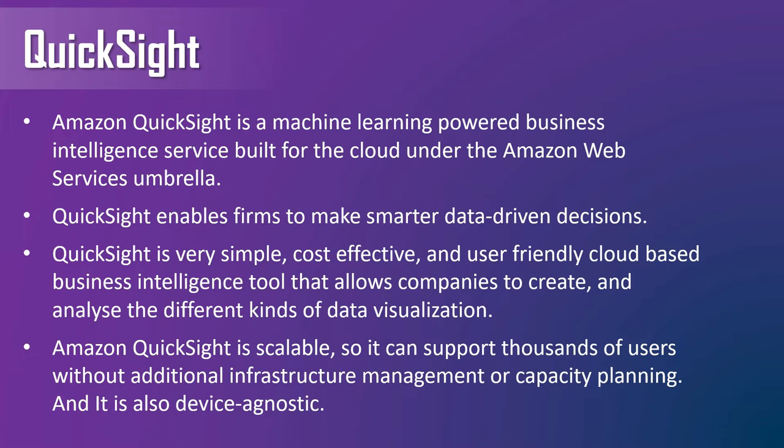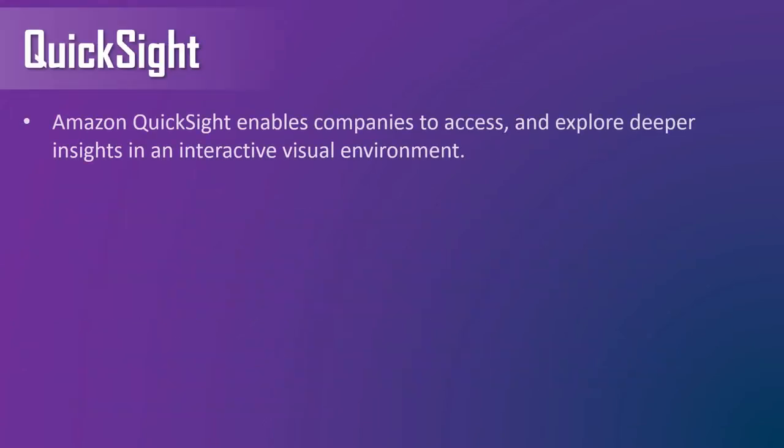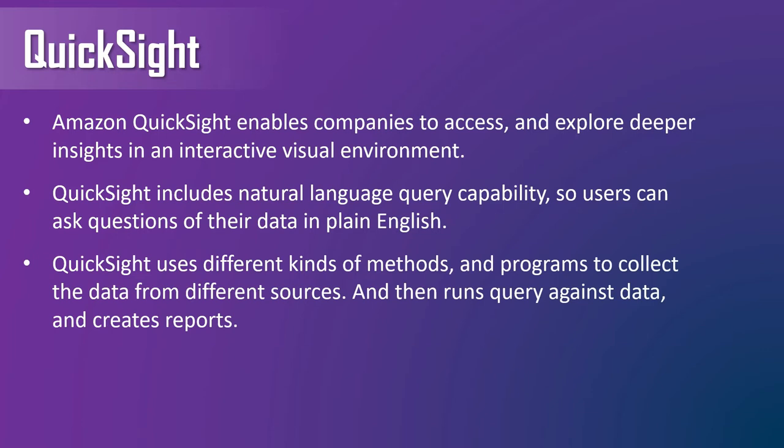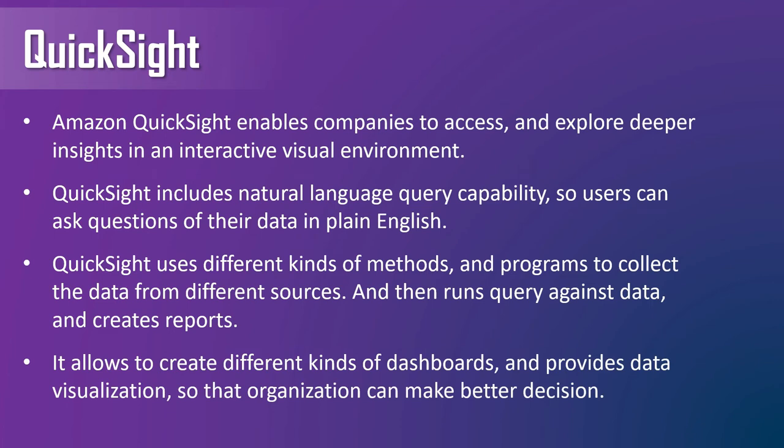Now let's see what is Amazon QuickSight used for. Amazon QuickSight enables companies to access and explore deeper insights in an interactive visual environment. It includes natural language query capability, so users can ask questions of their data in plain English. What Amazon QuickSight does is, it uses different kinds of methods and programs to collect the data from different sources, and then runs queries against the data and creates reports. Moreover, it allows you to create different kinds of dashboards and provides data visualization so that organizations can make better decisions.